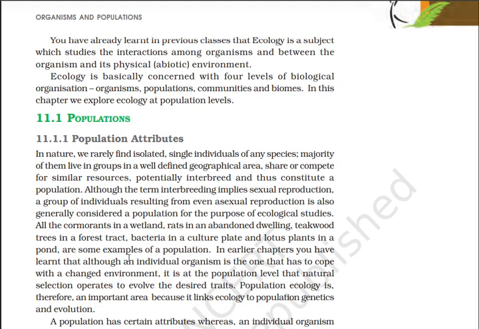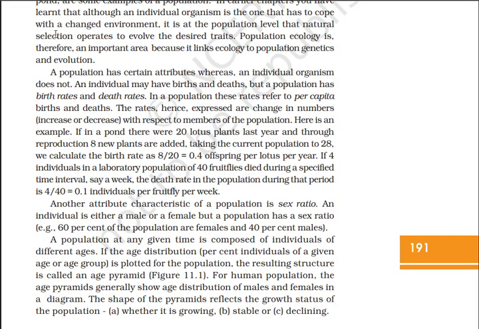In earlier chapters, you have learned that although an individual organism is the one that has to cope with a changed environment, it is at the population level that natural selection operates to evolve the desired traits. Population ecology is therefore an important area because it links ecology to population genetics and evolution. A population has certain attributes, whereas an individual organism does not. An individual may have births and deaths, but a population has birth rates and death rates. In a population, these rates refer to per capita births and deaths.